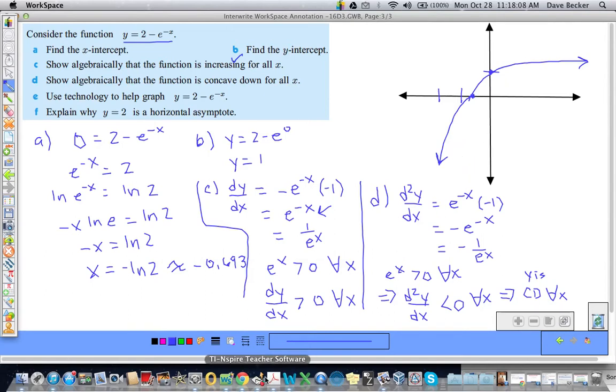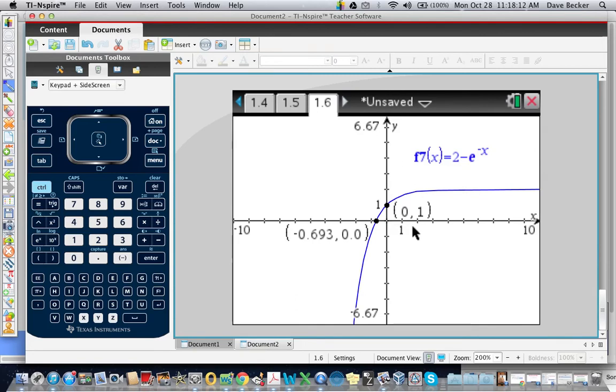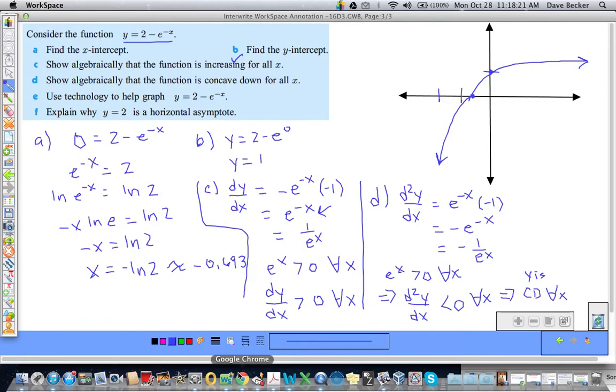Okay, let's check the technology. We'll go to the next graph. And there it is. X-intercept, y-intercept, and there's my graph. And then the final question, explain why y equals 2 is a horizontal asymptote.